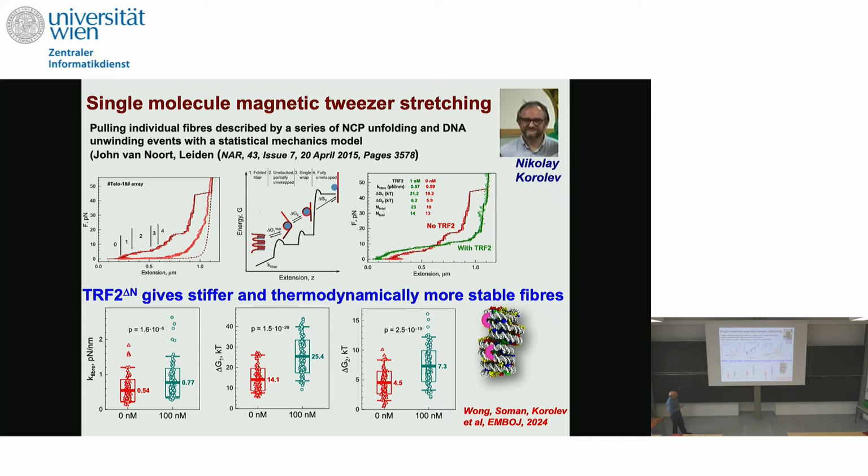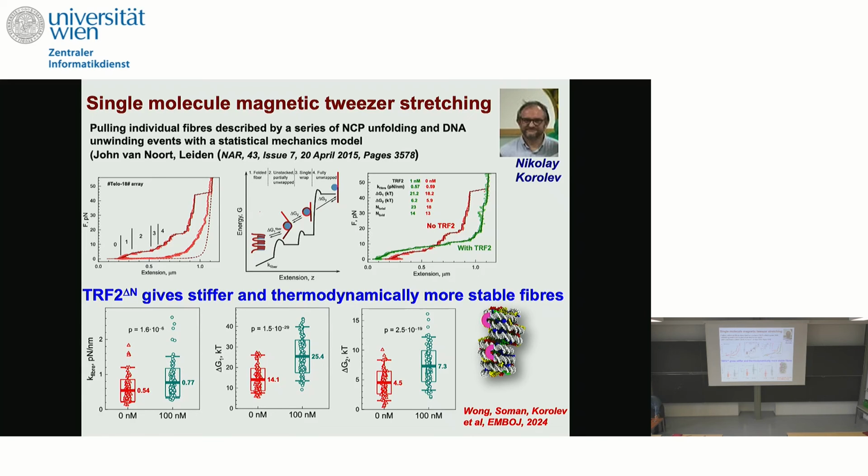But in the presence of TRF2, the important parameters that describe the different stages in stretching the fiber, highlighted in particular the force constant and the 2 delta G that characterize the unbinding of the DNA from the histone octamer in the 2 stages in this model. And these parameters are highly different in the absence and in the presence of TRF2 protein. They almost double. So it shows that we get significantly thicker fibers and they are thermodynamically more stable.